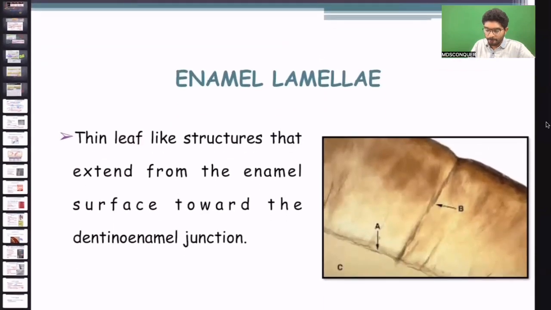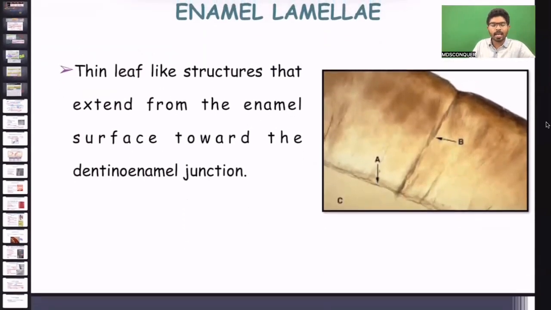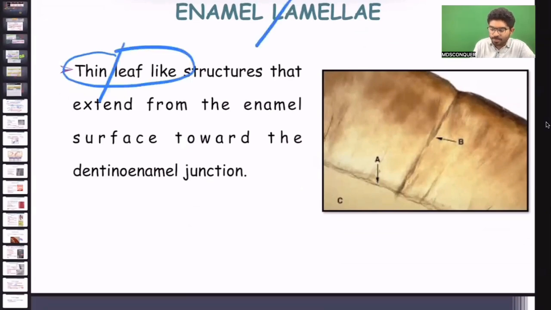Enamel lamellae. What are these enamel lamellae? Enamel lamellae are thin, leaf-like structures. L for L, leaf-like. What are ribbon-shaped structures in enamel? If they ask for ribbon-like structures, what is your answer? Ribbon-like structures are tufts. Leaf-like structures?